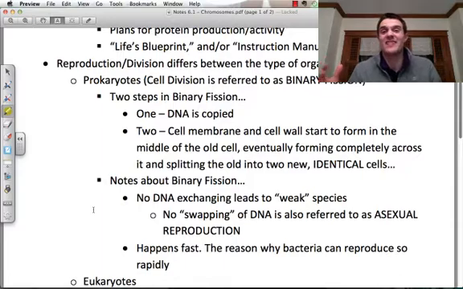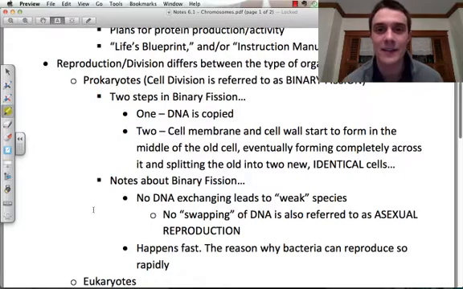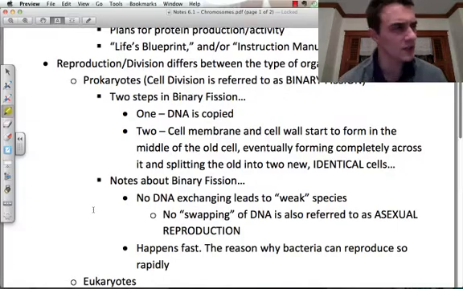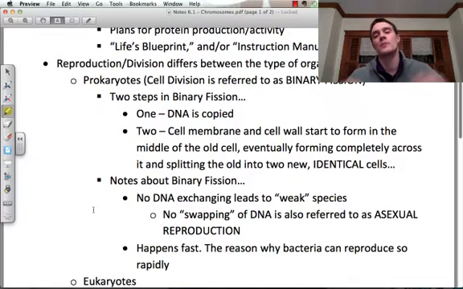One of the positives is that it happens really fast. So bacteria can go from 1 to 2 to 4 to 8 to 16 to 32 to 64 to 128 to 256 to 512 to 1024 to 2048 to 4096 to 8192. I'm struggling now with my math, but you get the point. Literally within hours, they can grow exponentially. Just insanely increase.